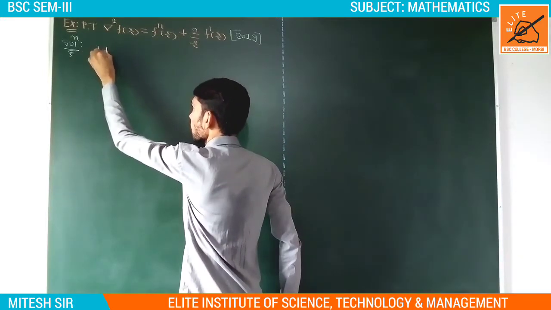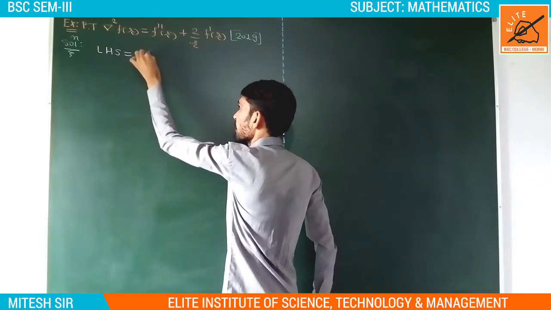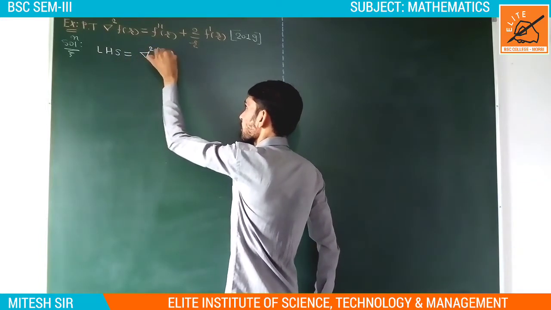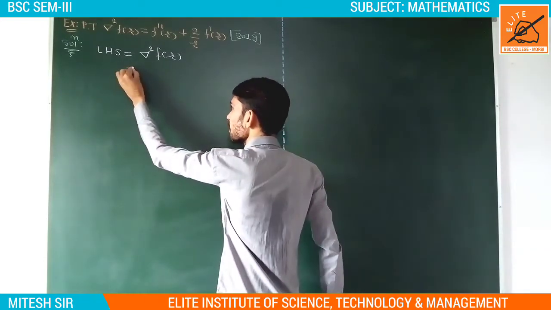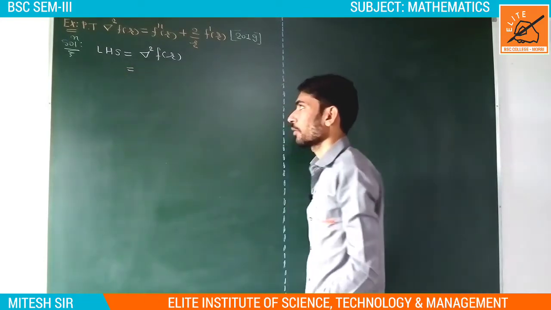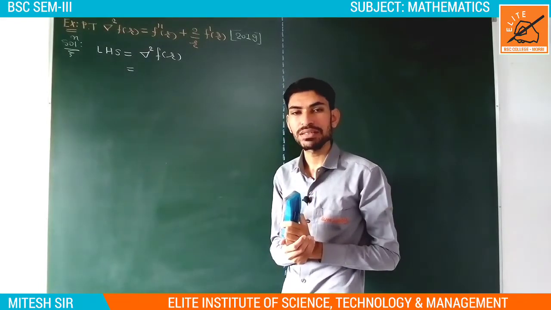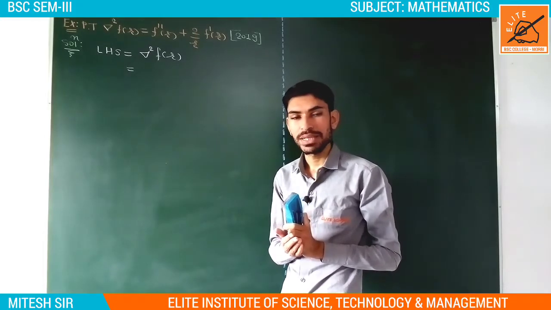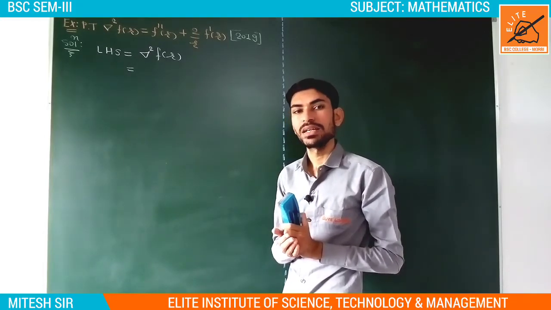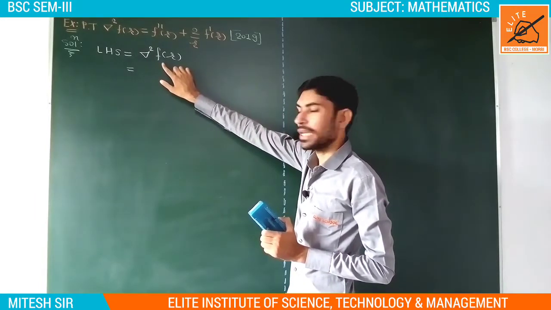So here we start our proof with the LHS. In the LHS we have nabla square f of r. Here we apply the formula of the Laplace operator. As we know, when phi is any scalar function, the Laplace equation is del square phi upon del x square plus del square phi by del y square plus del square phi by del z square. So in this example we have phi as f of r.